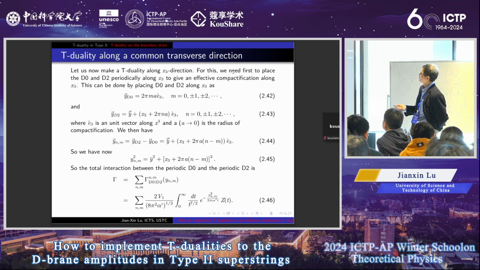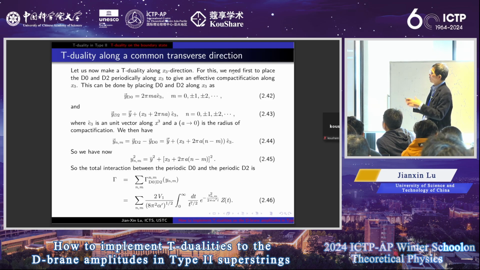So the difference is given by this. So the square of this should be given by this. Now the interaction between D0 and D2 is periodic, because I place D0 periodically along the X3 direction, and I also place the D2 brane periodically along the X3 direction. So for any N and M, the separation will be different. So you compute the interaction between the D0 and D2.